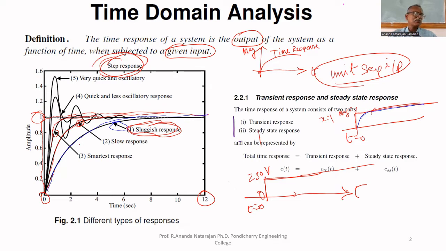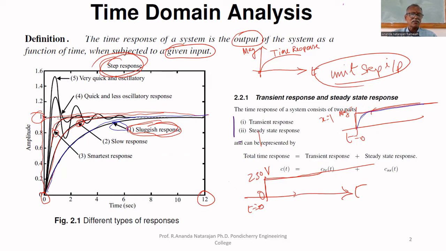Smartest response. Smartest means superlative degree. That's why it should follow the input. That is the ideal case, which is not possible. If the input and output are the same, then that is the smartest. But here, that is the maximum possible.